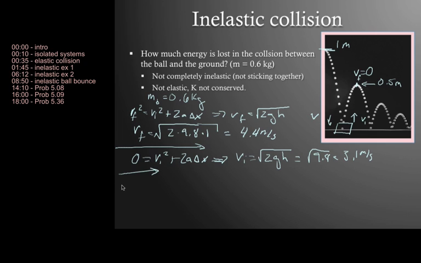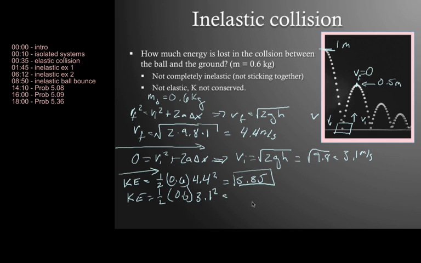So how much kinetic energy does the basketball have just before it strikes the ground? Well, that's going to be 1/2 times 0.6, that's its mass, times this 4.4 squared. And when we plug that in, we get 5.8 joules. And after it collides with the ground, we have 1/2 times 0.6 times 3.1 squared, and so we're going to end up with 2.9 joules.